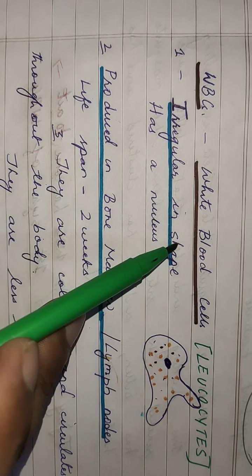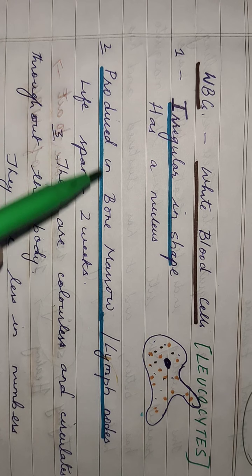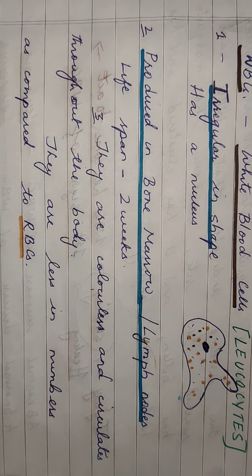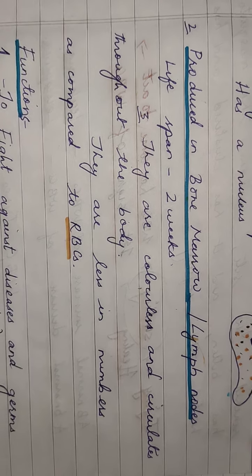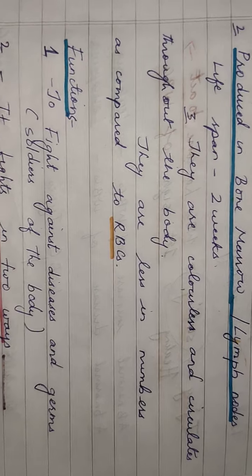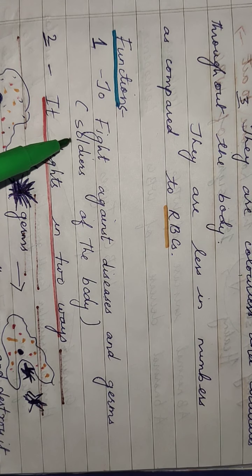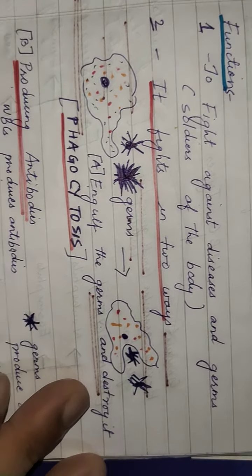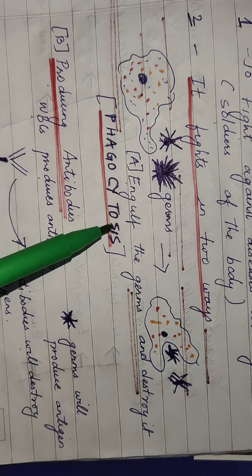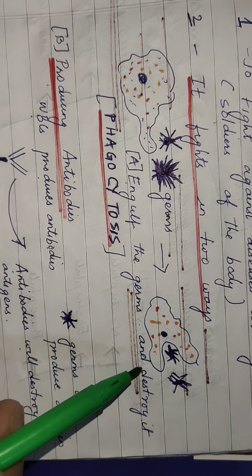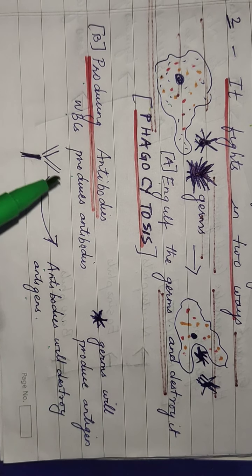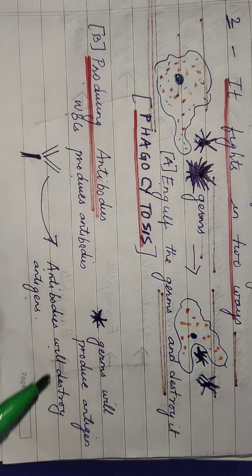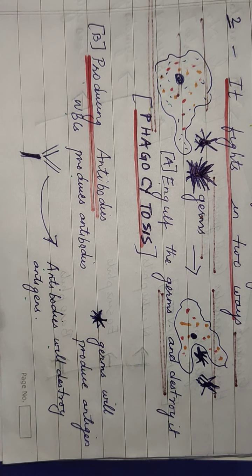WBC: irregular in shape, has a nucleus, produced in bone marrow and lymph nodes. They are colorless and circulate throughout the body. They are less in numbers as compared to RBC. The main function is they are the soldiers of the body. It fights in two ways. The process is phagocytosis, engulfing the germs and destroying them. Another process is it produces antibodies to destroy the antigens.